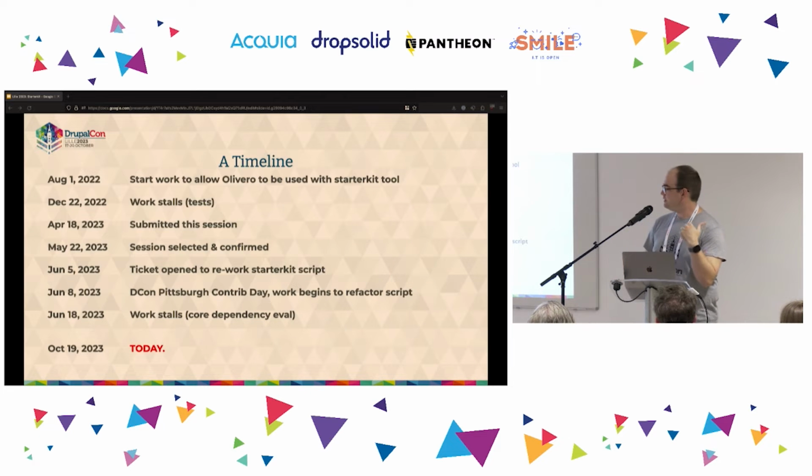And then in June, in Pittsburgh, DrupalCon, there was a ticket opened to kind of refactor how StarterKit was designed, which is cool, but it really meant that what I had submitted was going to have to change. And then on Contrib Day, we started working on that refactoring, and then the work stalled again in June. So now there's 2 tickets for 2 different versions of StarterKit. Both of them stalled. And now here we are, October 19th today. The work that stalled June 18th almost got unstalled before this session, which would have been a really fun time redoing these slides.